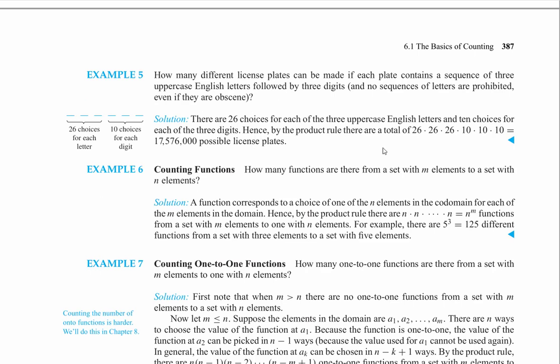So now we're multiplying. The 26 options for the first letter times 26 times 26, that's the letters. And then the digits 0 through 9, there are 10 of those, times 10 times 10. So 6 tasks, and these are the number of ways to do each task, and they all get multiplied. So lots of possible license plates.